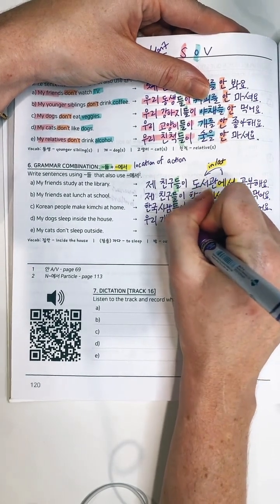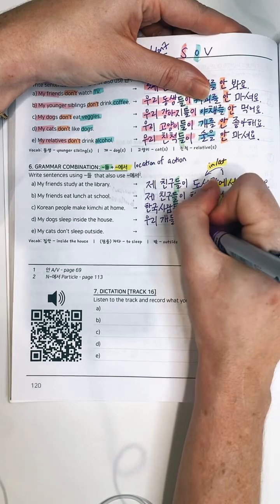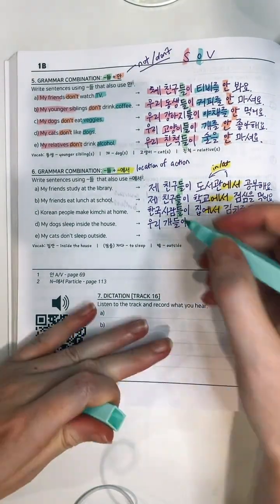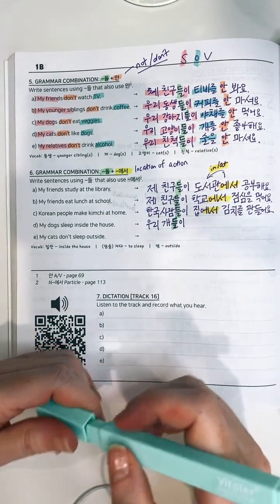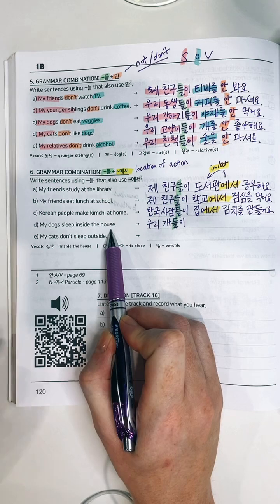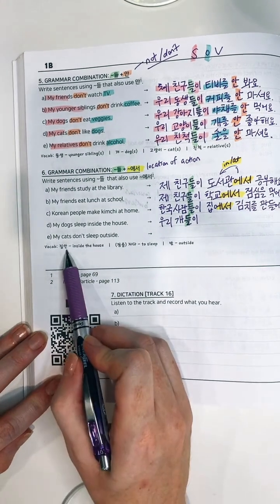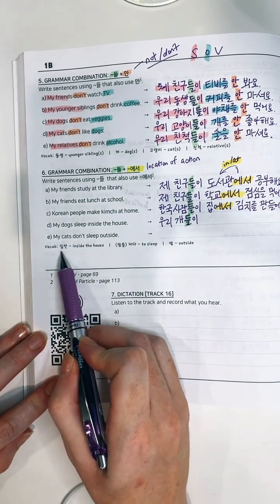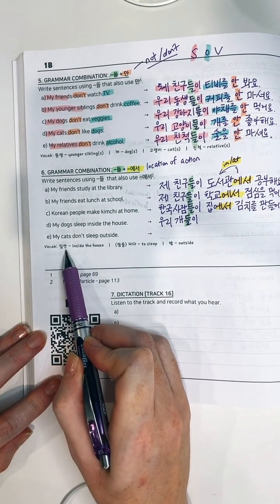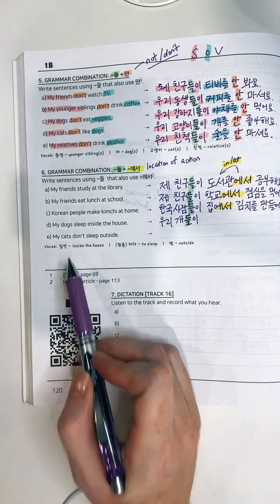Now we're talking about more than one dog, so we're going to add 들. 우리 개들이. My dogs or our dogs, inside the house, okay? We have it provided here. 집안. 집안 is inside the house. Literally, 안 means inside. So 집안 means inside the house.